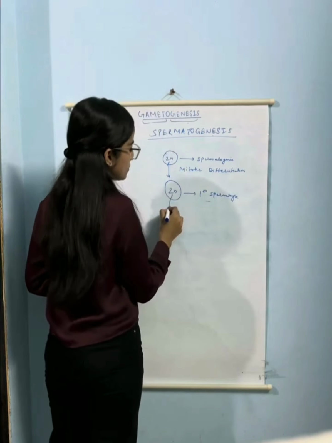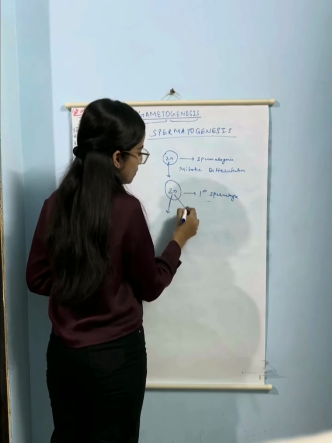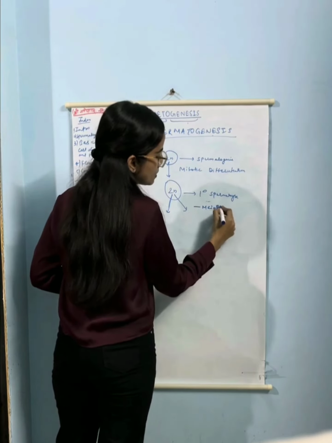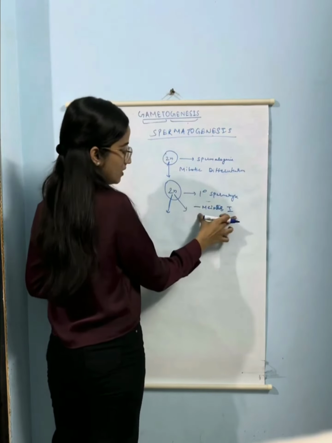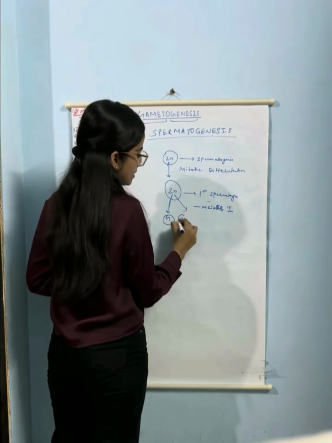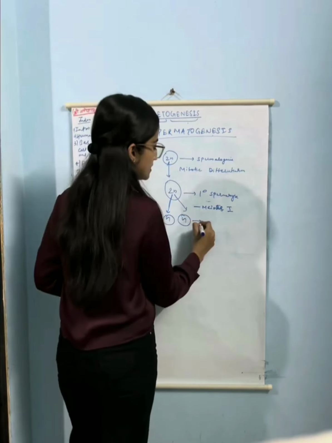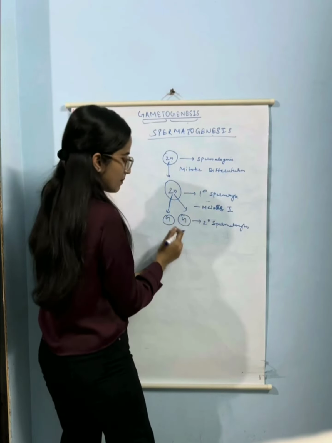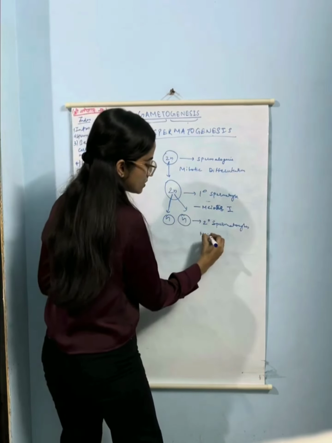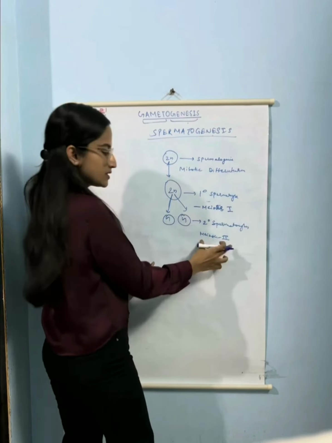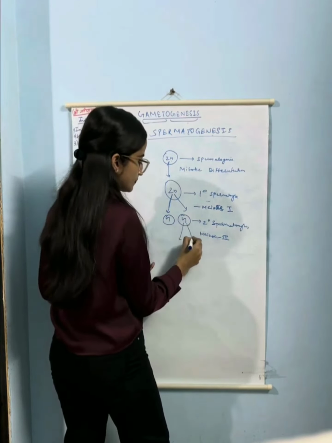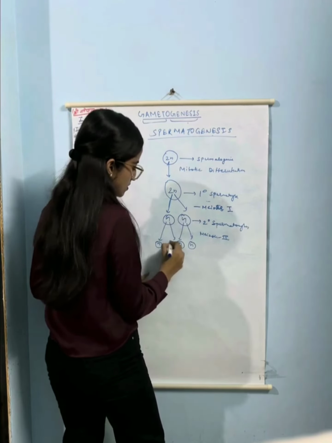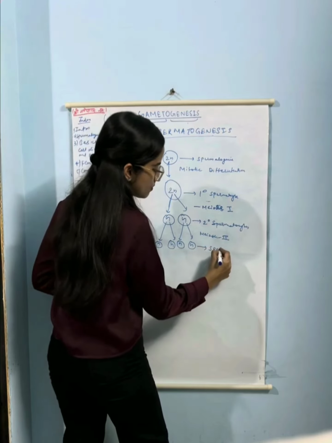Then this primary spermatocyte will undergo first meiotic division. We know that it is a reductional division. It is meiosis 1, and it will produce two equal haploid cells, and these cells are known as secondary spermatocytes. Now the secondary spermatocyte will undergo second meiotic division, or meiosis 2, and you know that it is an equational division, and they will form 4 equal haploid cells. These are known as spermatids.